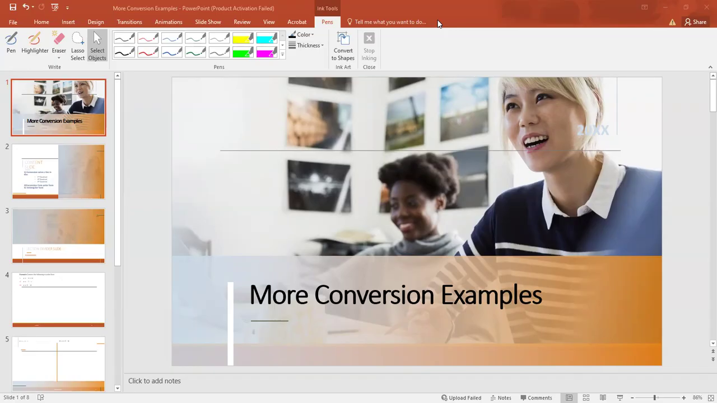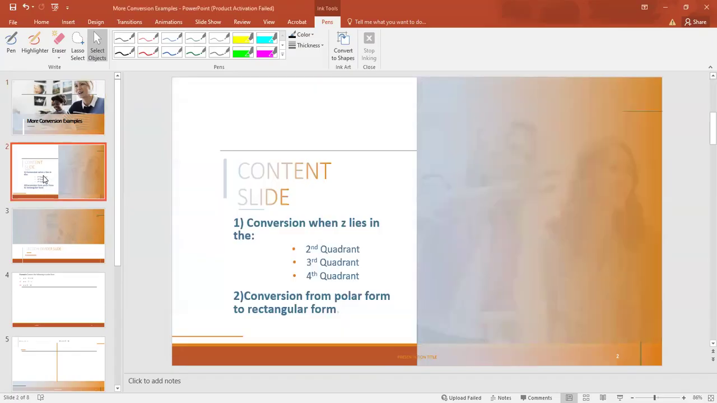Let's dive right in. To begin, as a quick overview of what we are going to discuss, we are going to look at specific examples of complex numbers that lie in the second, third, and fourth quadrant. Remember, for a complex number that lies in the first quadrant, we showed you an example in the previous video. By the end of the session, we're also going to show you how to convert a complex number from polar form to rectangular form.